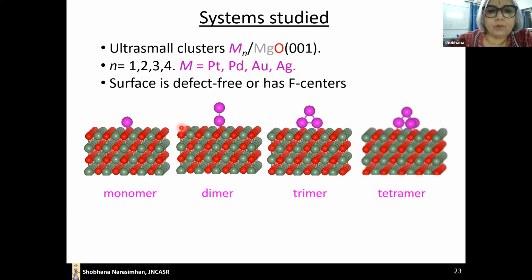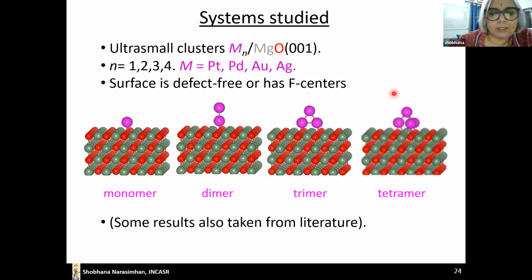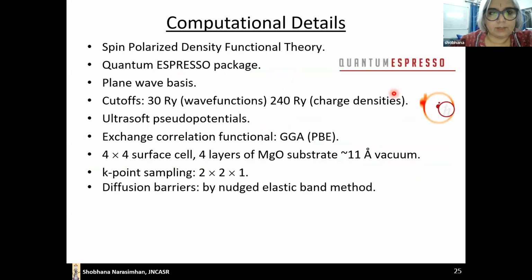For example, if you have platinum, so this is a monomer on MgO, this is the dimer on MgO, this is the trimer on MgO, and this is the tetramer on MgO. These are the ground state geometries that we have obtained from our DFT calculations. And most of the results have been obtained from our own DFT calculations, but some results we have also taken from the literature.